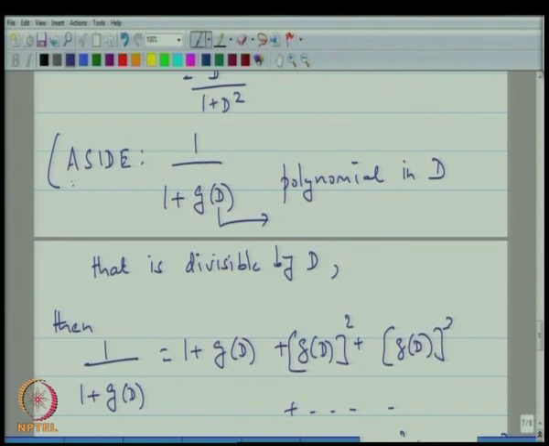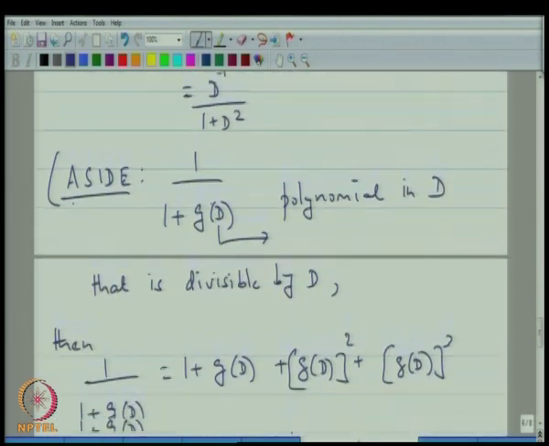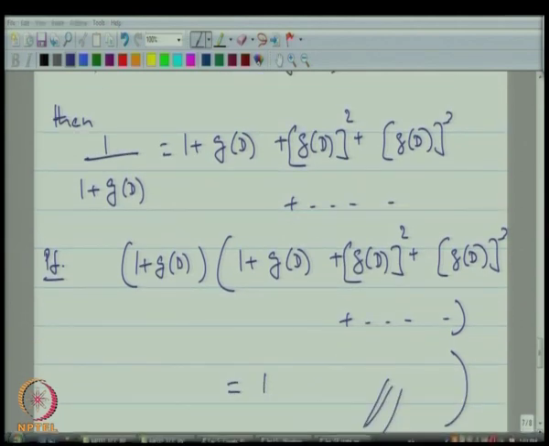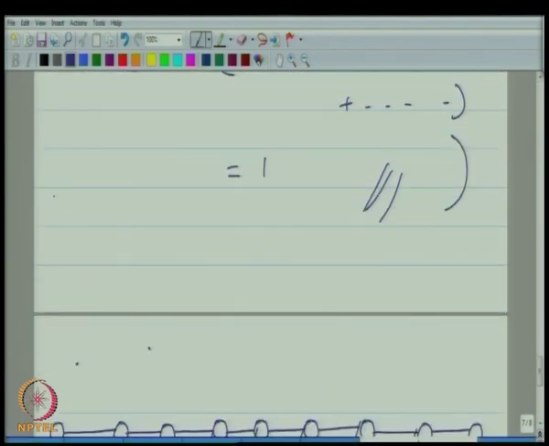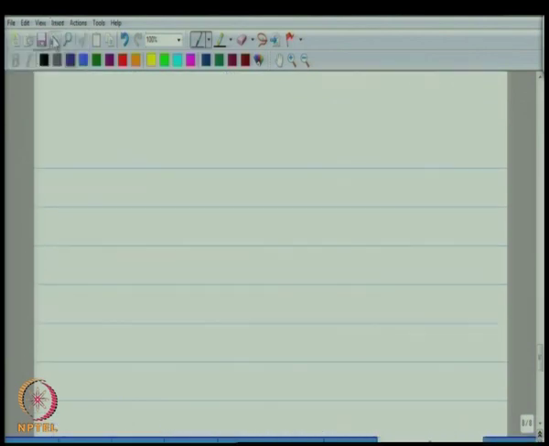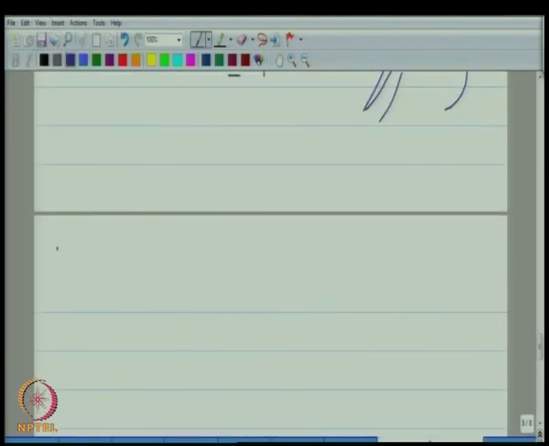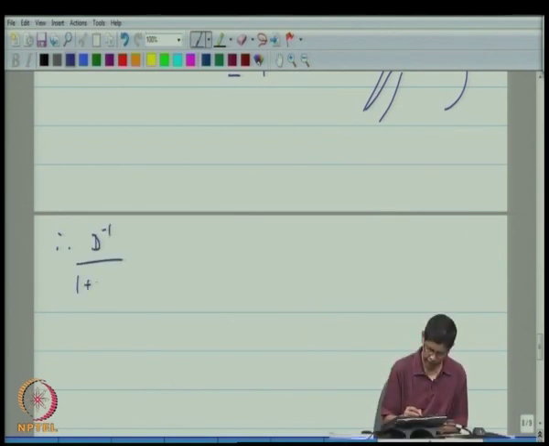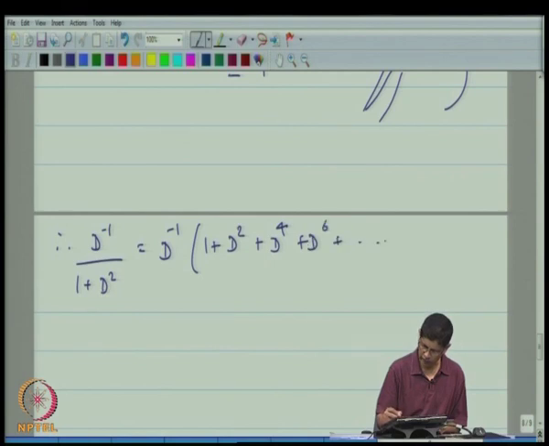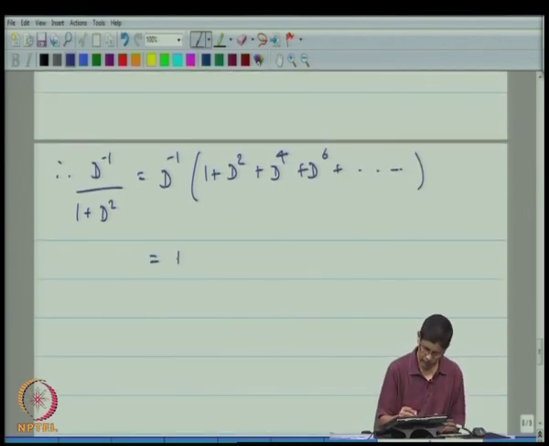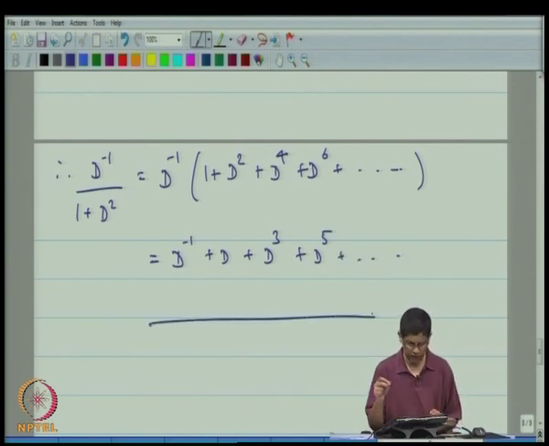So this was an aside, all of this. Now we are interested in computing d inverse upon 1 plus d squared. Therefore, d inverse upon 1 plus d squared is equal to d inverse into 1 plus d squared plus d to the 4 plus d to the 6 on up to infinity. So this is d inverse plus d cubed plus d to the 5 and so on. So that is how you would compute inverses.